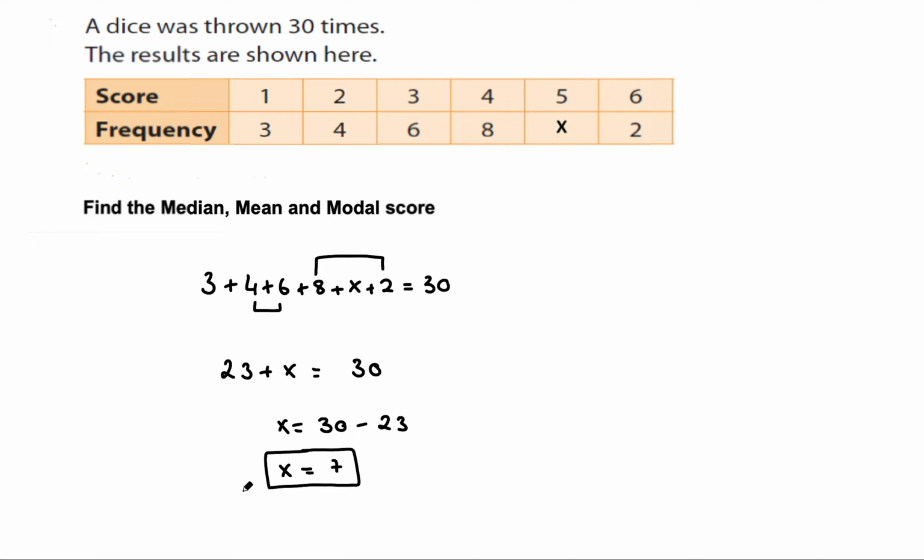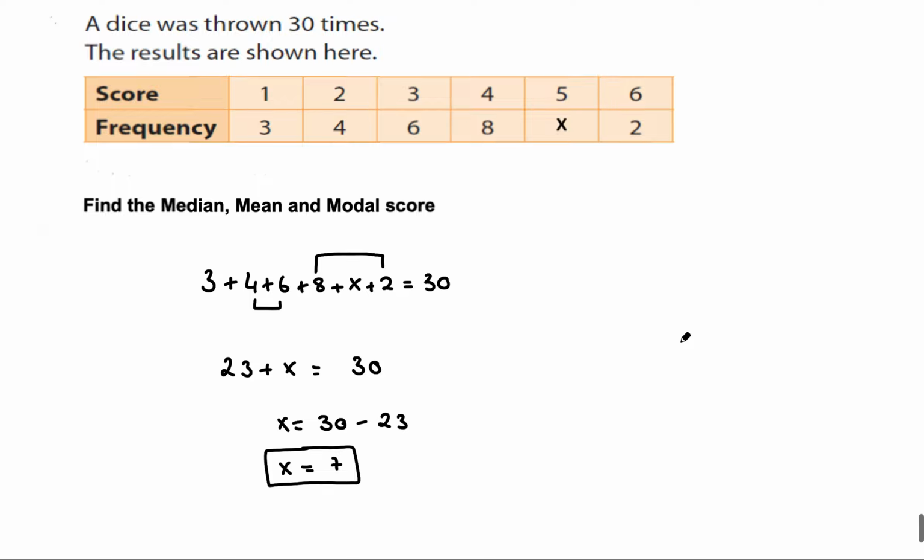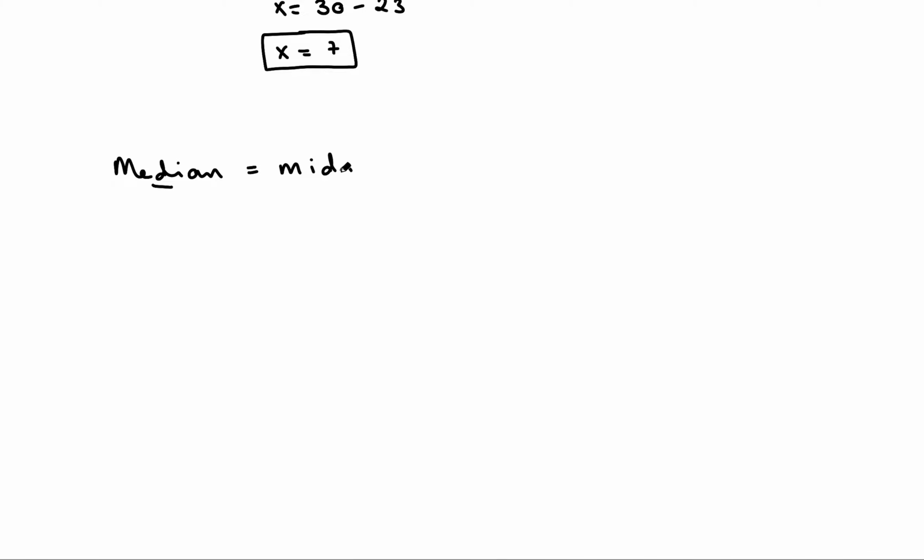So I now have one more piece of information that I didn't have before. Now I can start to look at that median, mean, and modal score. So for the median, the first thing I would need to do for myself is ask, what does the median mean? And I remember it by median is the middle. So there's a D in middle and there's a D in median. So I'm looking for the middle value that occurs when I have 30, so the middle of 30 outcomes.